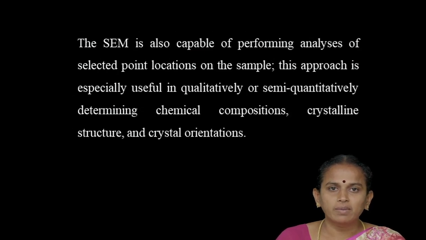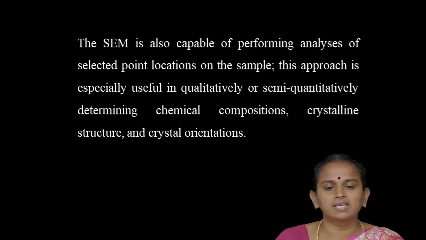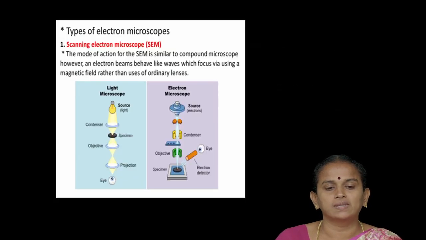The scanning electron microscope is also capable of performing analysis of selected point locations on the sample. This approach is especially useful in qualitatively or semi-quantitatively determining chemical compositions, crystalline structure and crystal orientations. This is the diagram of the ordinary microscope and the electron microscope. Ordinary microscope means the light microscope. Now first we see the scanning electron microscope.